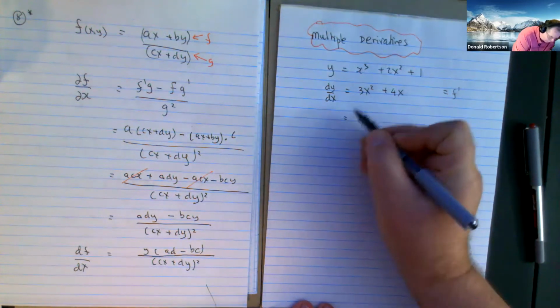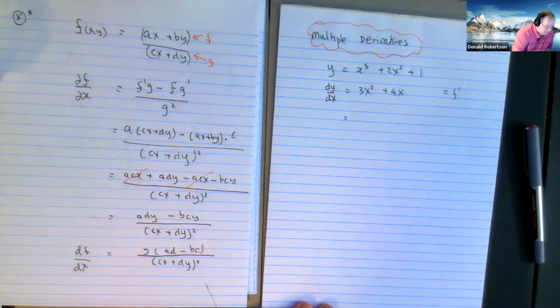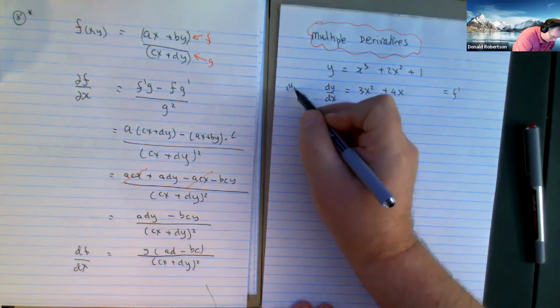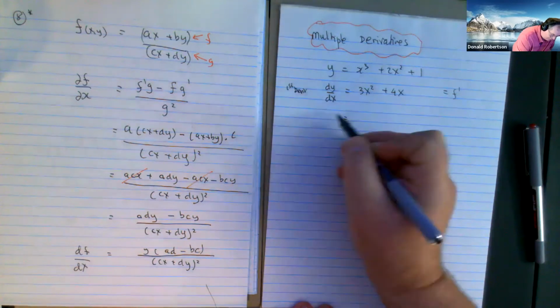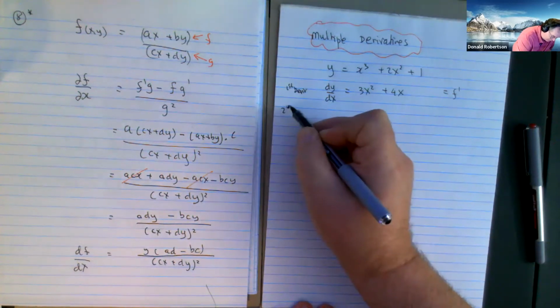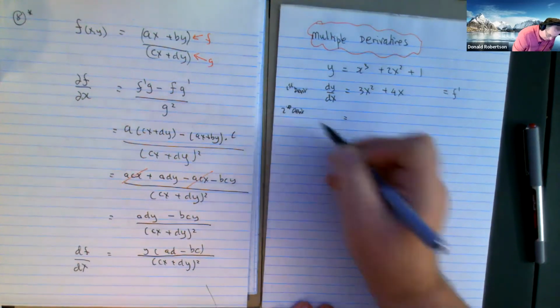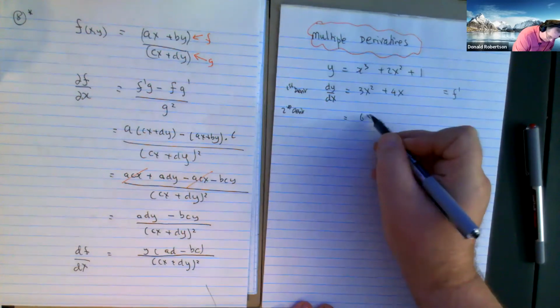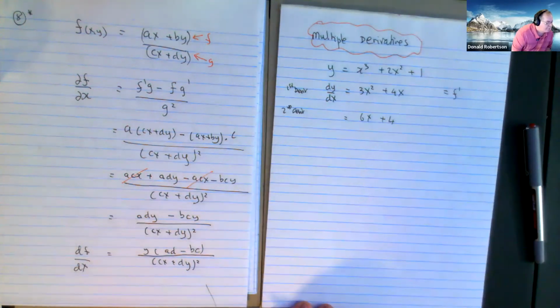Now, couldn't you differentiate it again? And when you differentiate it again, isn't it called the second derivative, right? So this is very often called the first derivative. And if you differentiate this, you get the second derivative. And what would that get me? 6x plus 4 in this case.